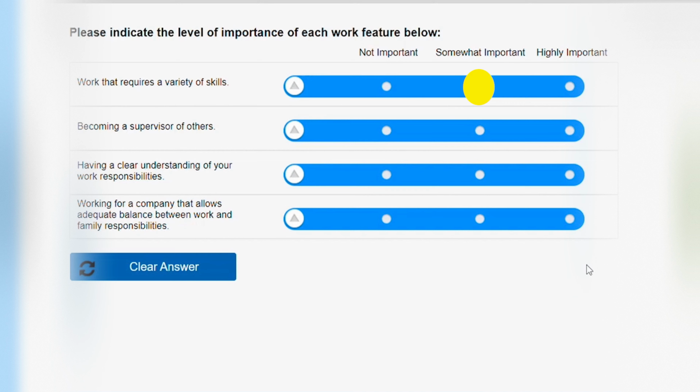Become a supervisor of others, somewhat important. Having clear understanding of your work responsibilities, somewhat important, because not every task would be very clear where your role and responsibility will be defined and designed in advance.